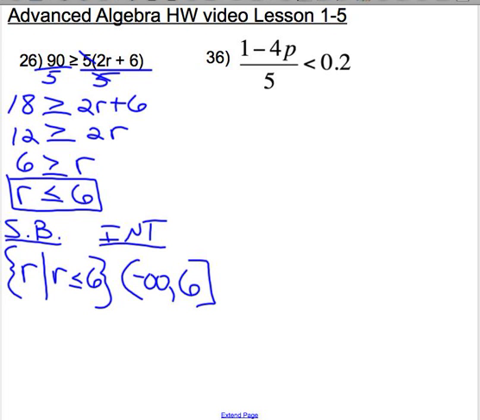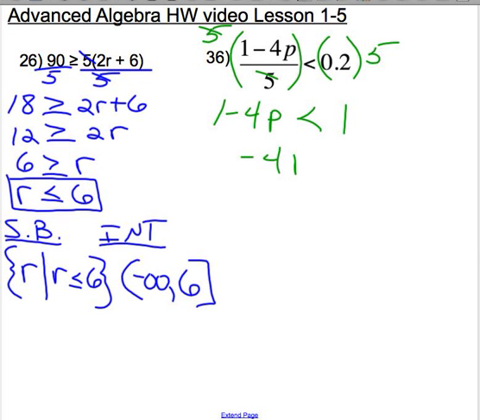Number 36, I have a fraction. I don't want to deal with fractions. How could I get rid of it? Well, I get rid of it the same way as if there was an equal sign there. I will multiply to get rid of that division. I'm dividing by 5, so I will multiply both sides by 5. 5's cancel, and I have 1 minus 4p is less than 1. No more fraction. I'll solve like if there was just an equal sign there: subtract 1, divide by negative 4. I take away 1 from both sides.